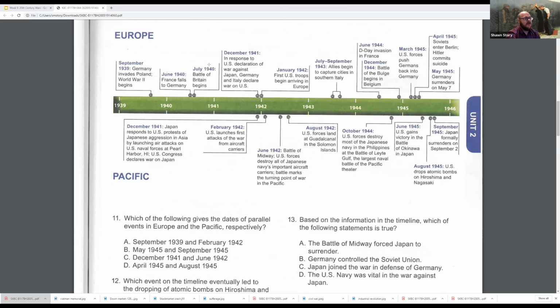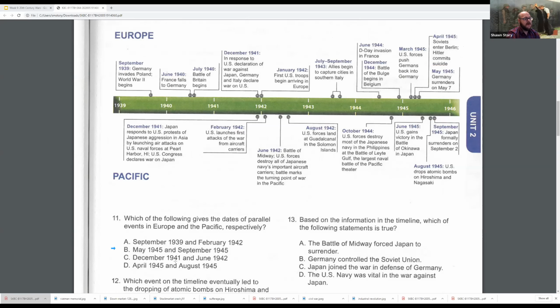May 1945. Here it is. Germany surrenders on May 7th. And here we have September 1945. Japan formally surrenders on September 2nd. These both have to do about enemies surrendering. So that could be a possibility. I kind of like that. But let's put a little arrow by it and mark it, but let's check the other ones.